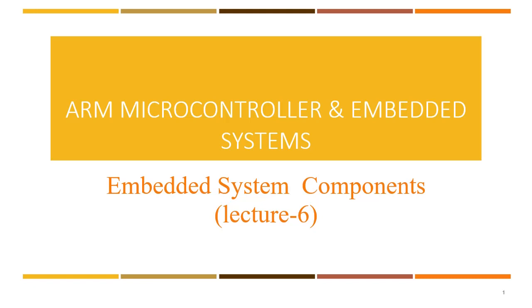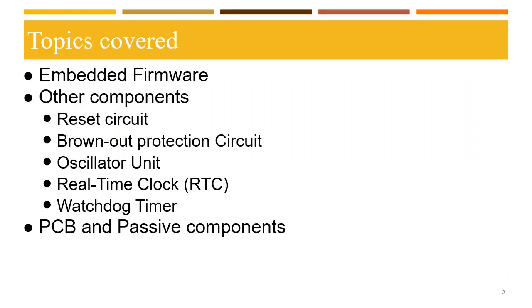Hello students. So this is again a continuation part of embedded system components. The topics that I'm going to cover in this video are embedded firmware and other components. In these other components we have reset circuit, brownout protection circuit, oscillator circuit, real-time clock, watchdog timer, and the last topic we have is PCB and passive components. So next we'll discuss embedded firmware.